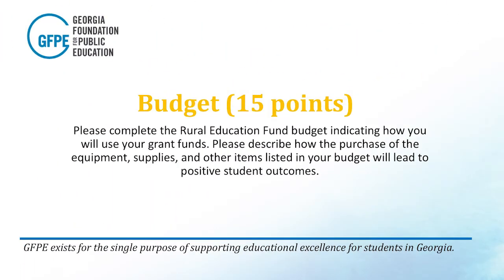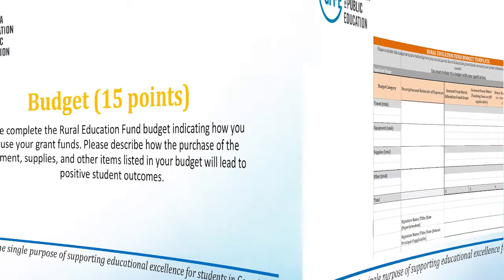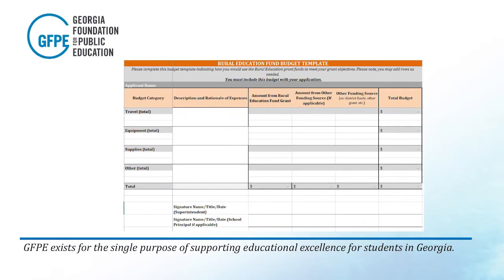The budget section is the last section and is worth 15 points. You will fill out the spreadsheet shown on the next slide. The goal of the budget is to show how the dollars from this grant will be used to create positive student outcomes. On the budget, please include a description and rationale of your expense per category. Include the amount you will use if awarded this grant. If you have any other funding sources contributing to this project, please list the amount and name of the source.